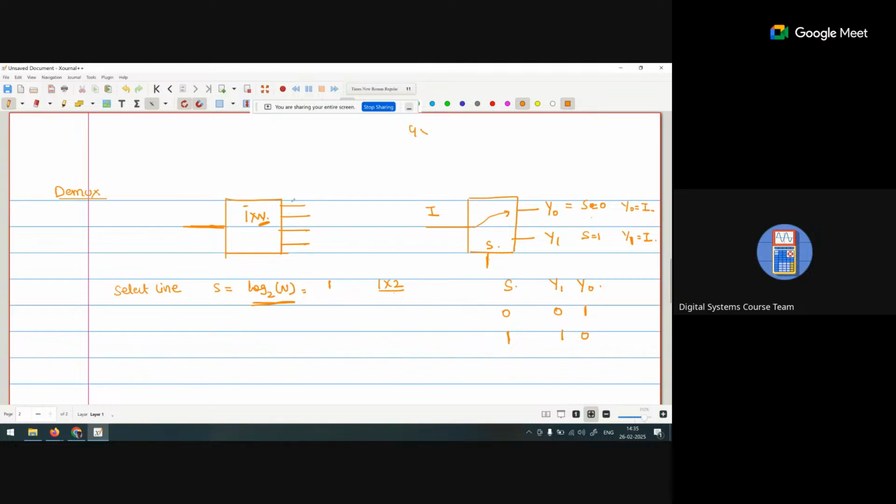Initially it is a 4 cross 1, and the output is always 1. This is the n variable. Now in the demultiplexer, it is a 1 cross 4, so the input is 1 and the output is changed. It is 2, 4, 8, 16, 32. So that's why.